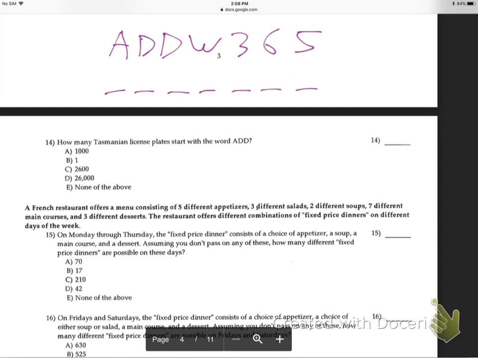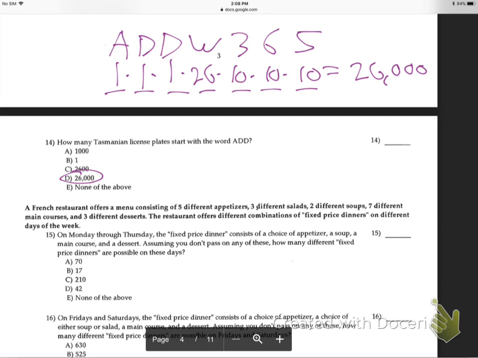So think about decisions and options. They said I had to start with the word add. So that's 1, 1, 1. 26 options, 10, 10, 10. So see how the answers have all been multiplied out? So they want me to actually multiply that out. That's going to be 26,000. There it is, D. Is that okay? It's all good?